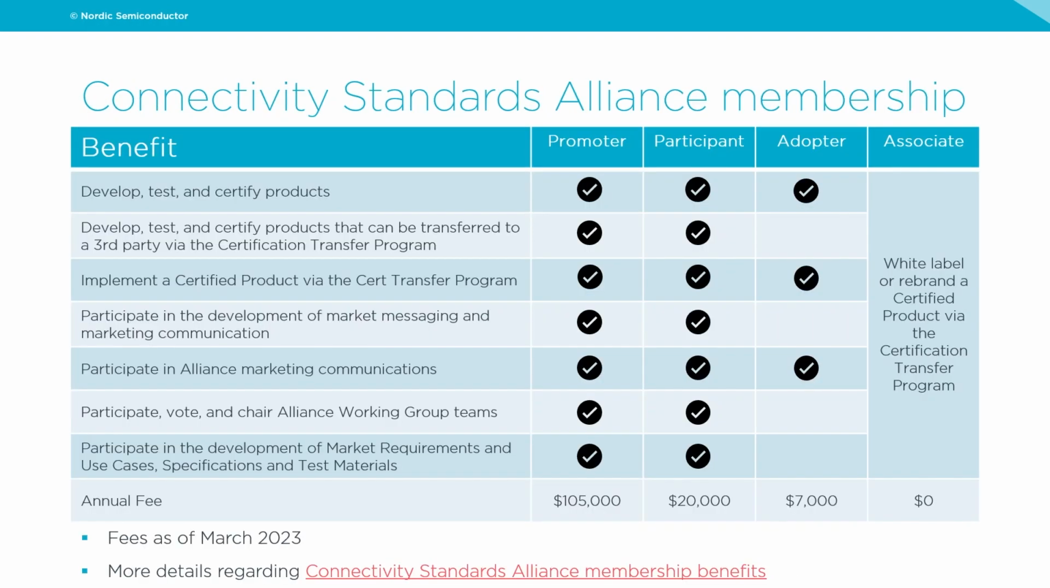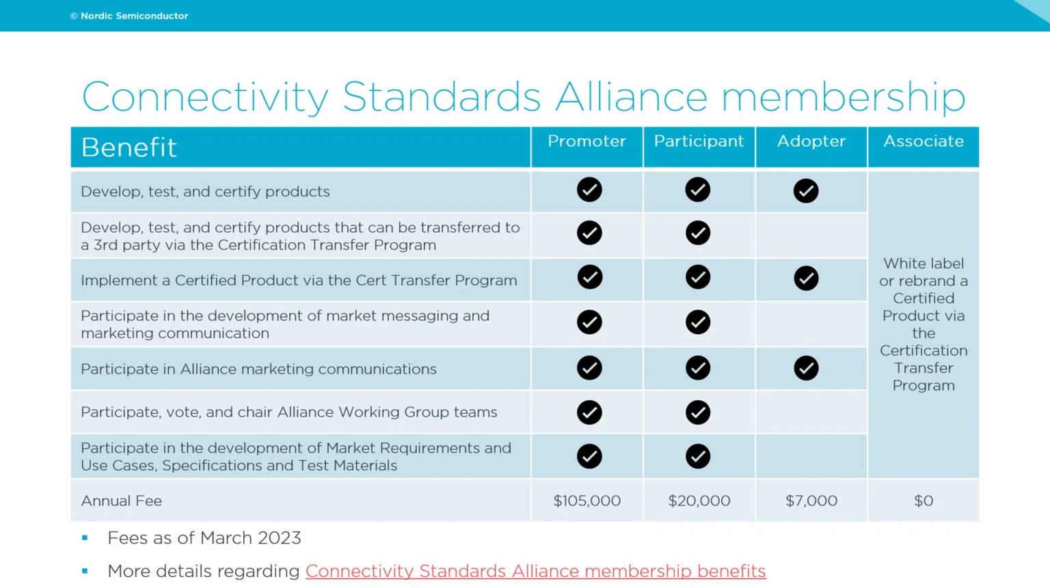Connectivity Standards Alliance, which among other technologies governs Matter, offers 4 levels of membership: promoter, participant, adopter, and associate. And again, as in other standardization organizations, the highest levels, which are promoter and participant, give a greater influence on the technology by enabling participation and voting in alliance working groups, enabling participation in the development of market messaging and marketing communication, and so on. Members on the promoter level additionally sit on the board of directors and drive strategy of the organization.